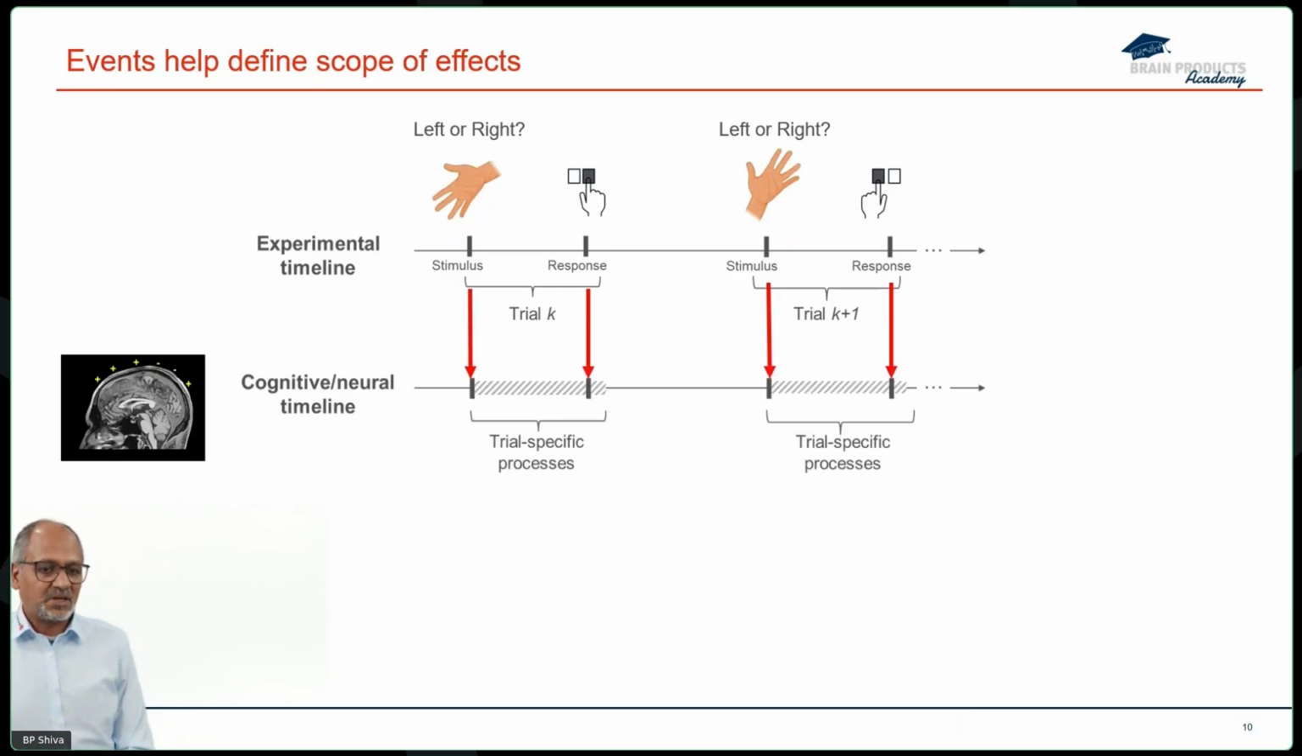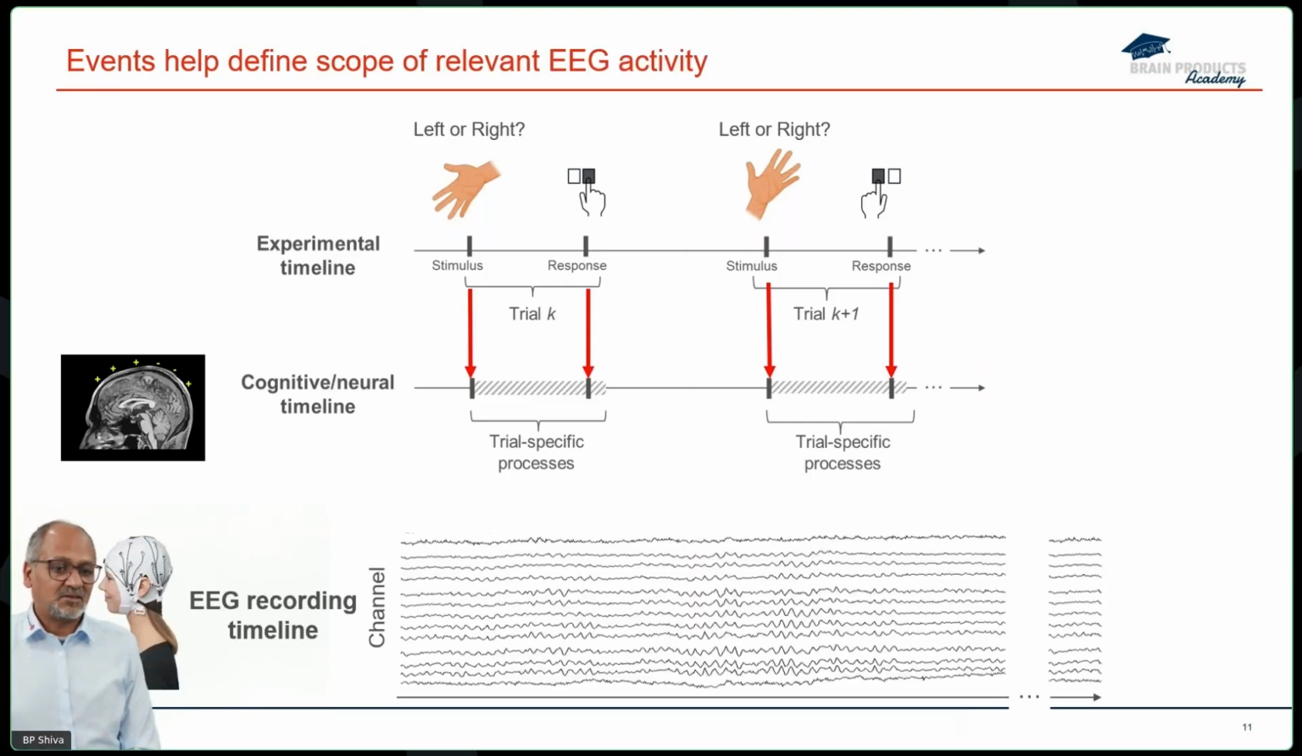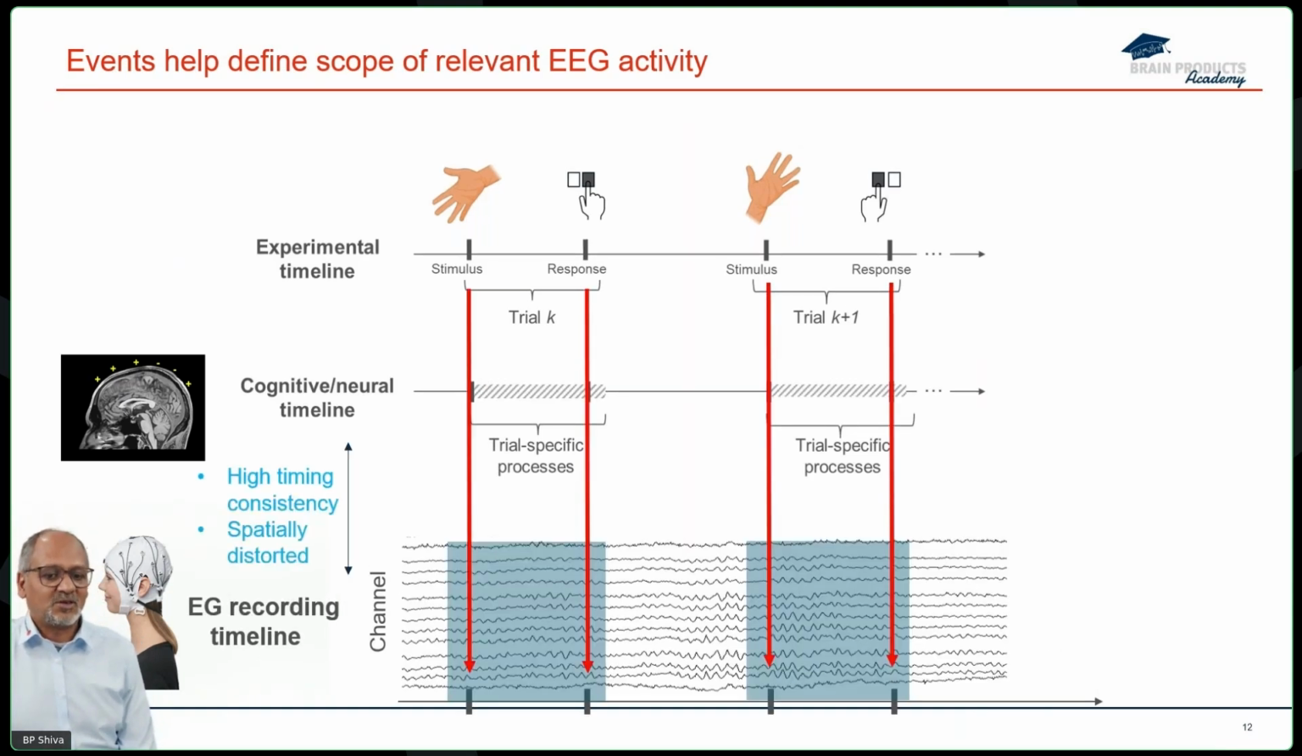Now, in the cognitive neural timeline of what the brain is actually doing, these two events provide a clear definition of when these processes that transform the stimulus into a response must take place. And similarly, when we consider the relationship to the continuous EEG recording, due to the close relationship in timing between brain activity and recorded EEG, despite all the spatial distortions, the events also help to identify relevant EEG activity.